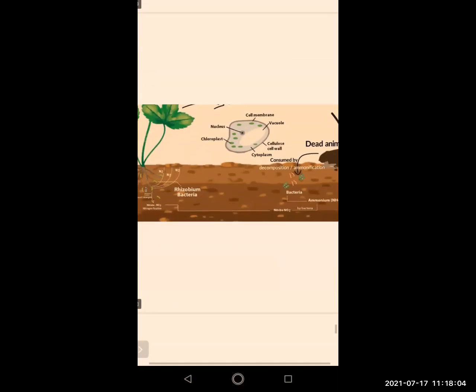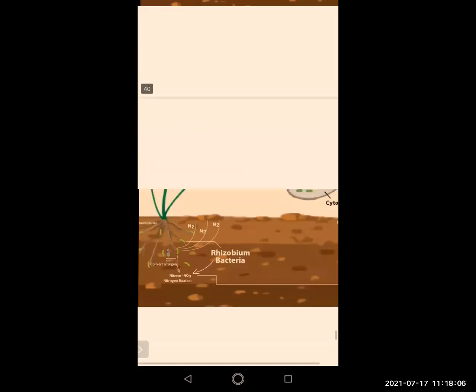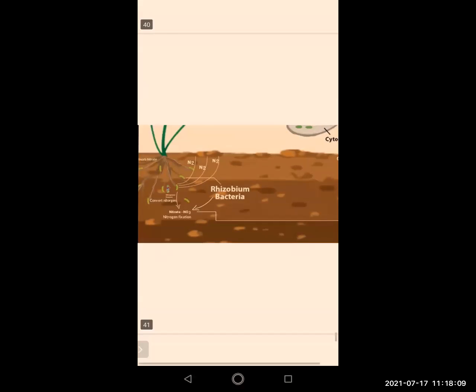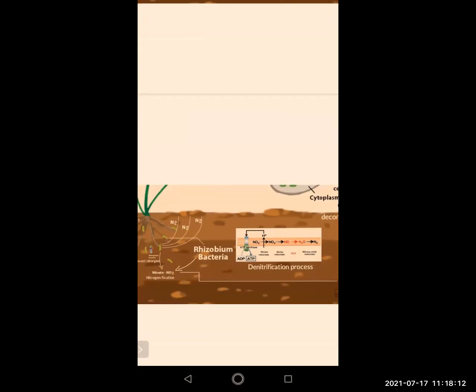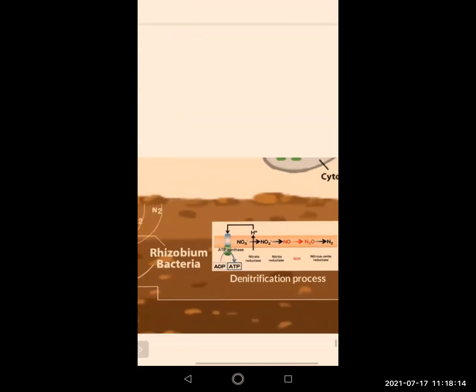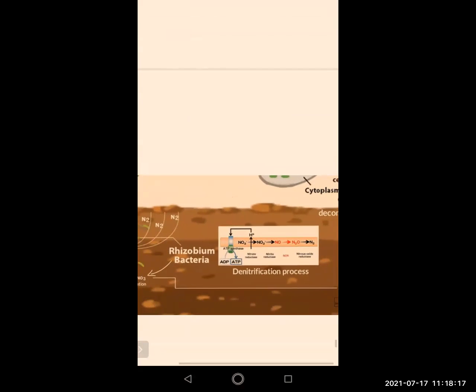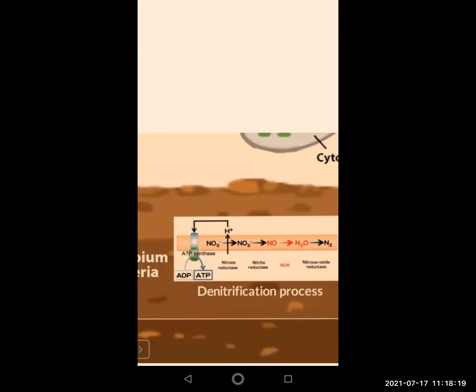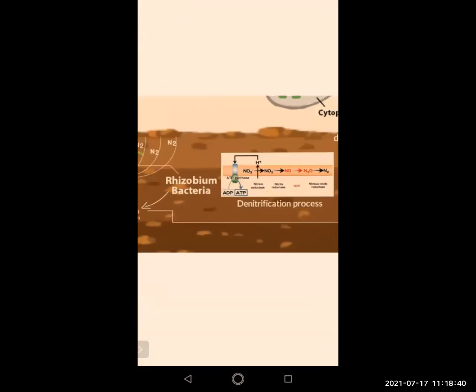Okay. Look here. This is the continuous diagram which I have been showing you. The same diagram. Okay, rhizobium bacteria. Now look at this process, how this rhizobium bacteria works. Okay, it describes ADP, ATP, nitrate reductase, nitrite reductase, nitrous oxide reductase. Okay, all this process works as NO3, NO2, NO, N2O and N2. Okay, this is called the denitrification process.